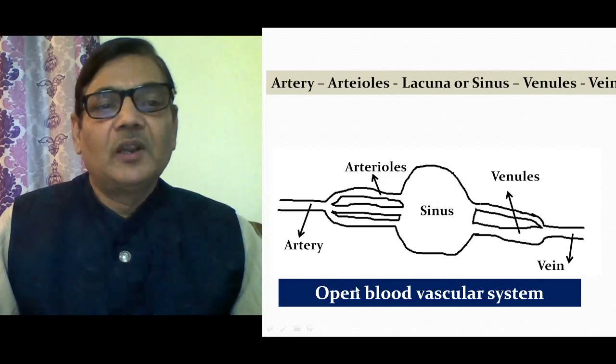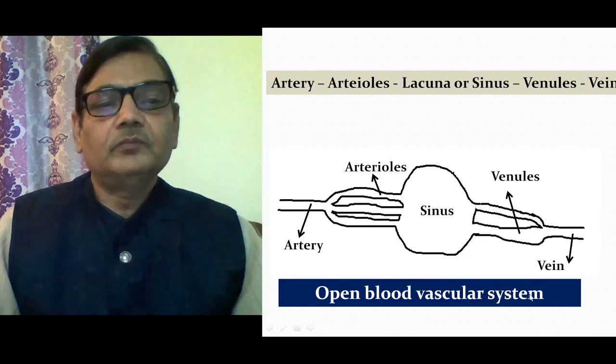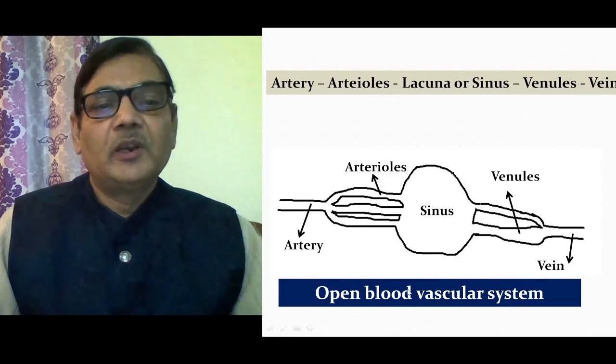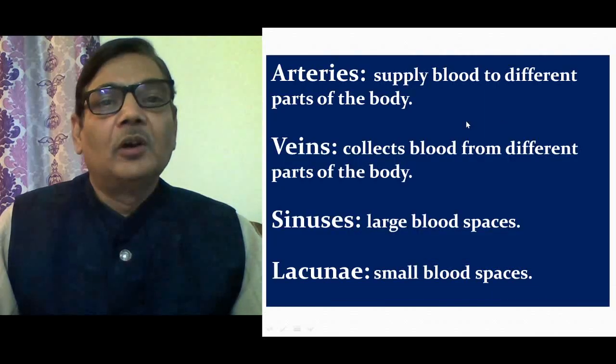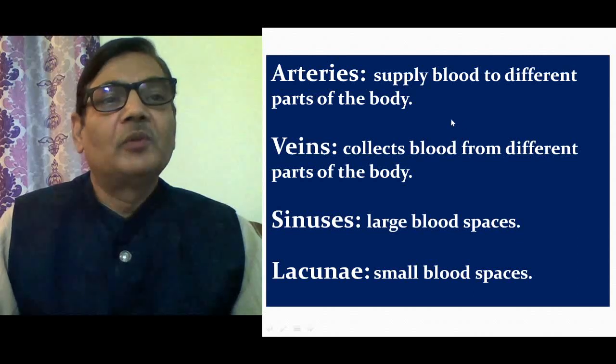Now this is referred to as an open blood vascular system, because in a closed blood vascular system, the arteries divide into arterioles, and arterioles give rise to fine capillaries. So instead of sinuses, you will find capillaries in a closed blood vascular system, and the rest of the things will be as such. In such cases, the lacunae or sinuses will be absent. Now, we know that mollusks and arthropods are known to possess an open blood vascular system.